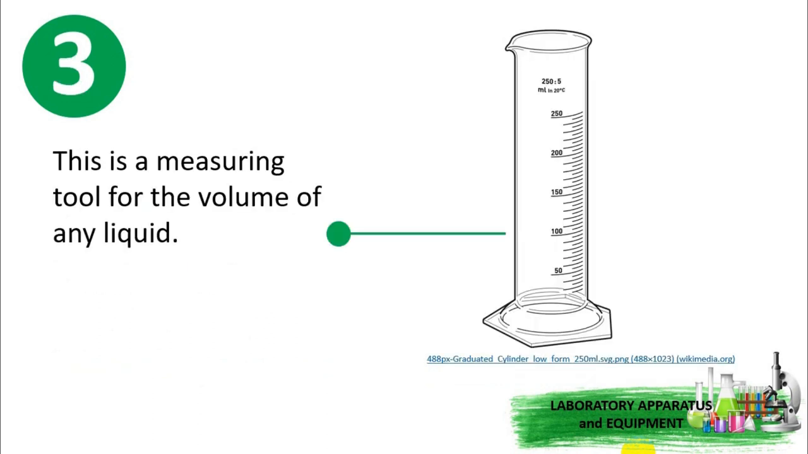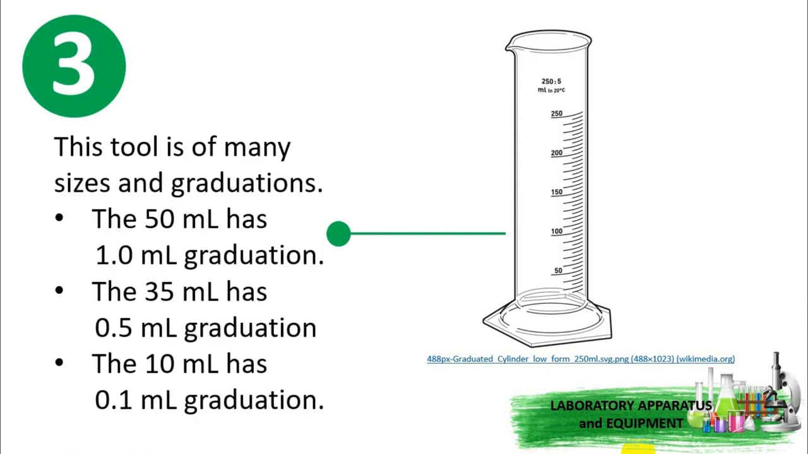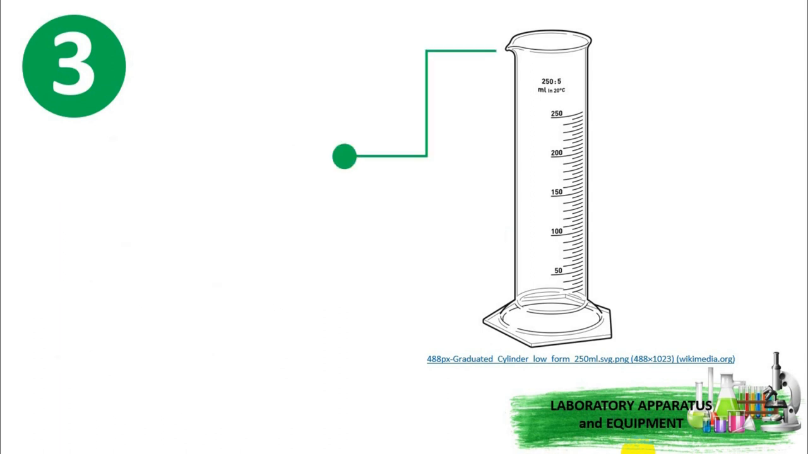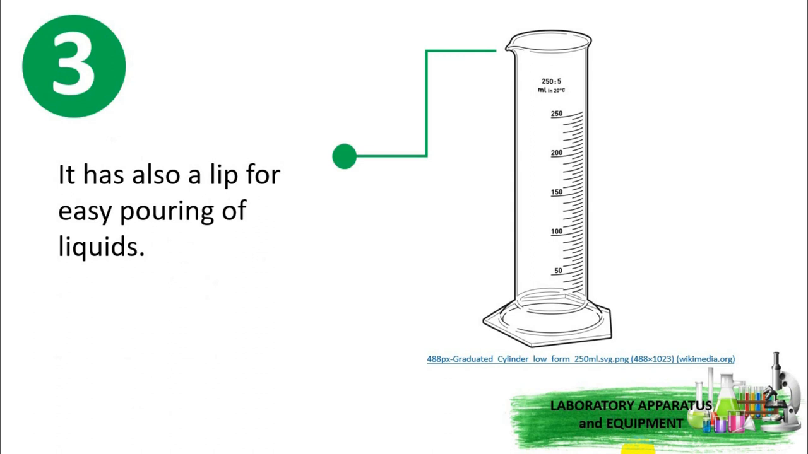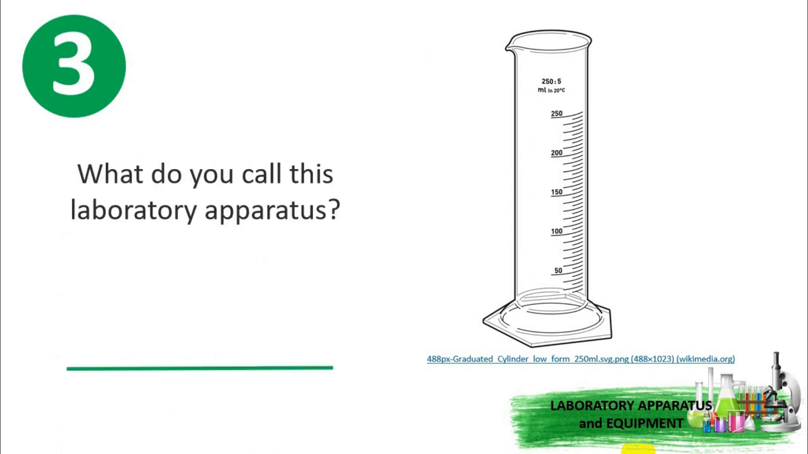Next, number 3. This is a measuring tool for the volume of any liquid. This tool comes in many sizes and graduations. The 50 ml has 1.0 ml graduation. The 35 ml has 0.5 ml graduation. The 10 ml has 0.1 ml graduation. It also has a lip for easy pouring of liquids. What do you call this laboratory apparatus?